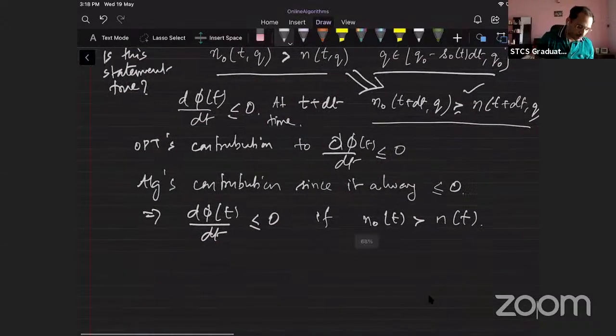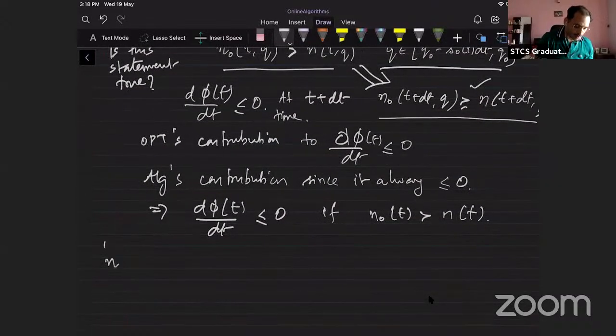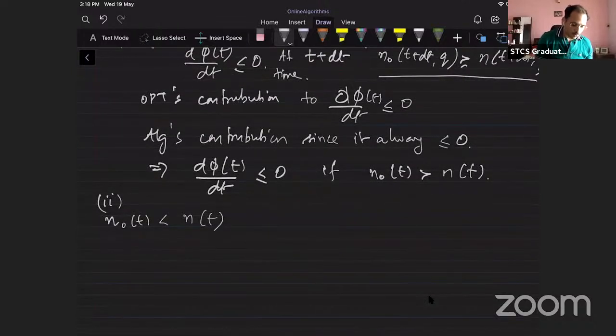All right. So now we're going to look at the second case, case 2, where n0 of t is strictly less than n of t. The equality falls in between, so either of the two cases implies it. So we don't have to work too hard for that. So here we have to look at case A, B, and C.